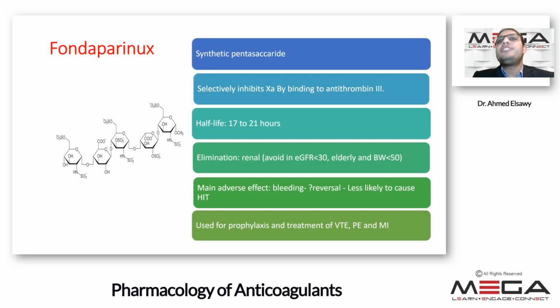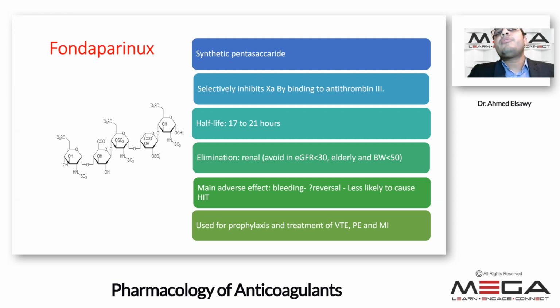Fondaparinux is synthetic. It's chemically related to low molecular weight heparin but different in structure. It is a synthetic pentasaccharide. It selectively inhibits factor 10 through antithrombin 3. It has a longer half-life, 17 to 20 hours. Its elimination in the body depends on renal clearance, so it's better to avoid it in case of eGFR less than 30, also in elderly patients, and in low body weight below 50.